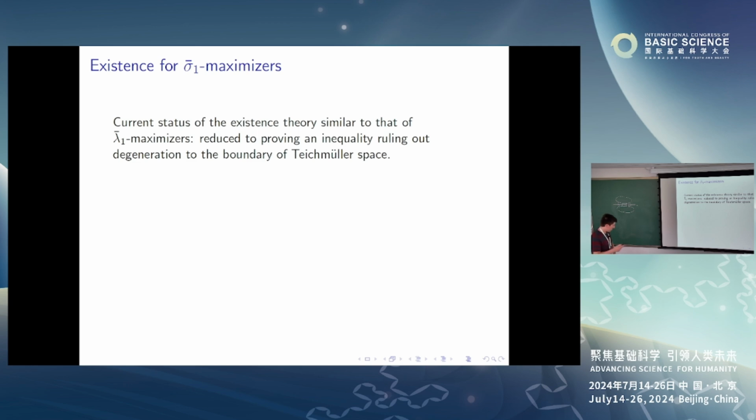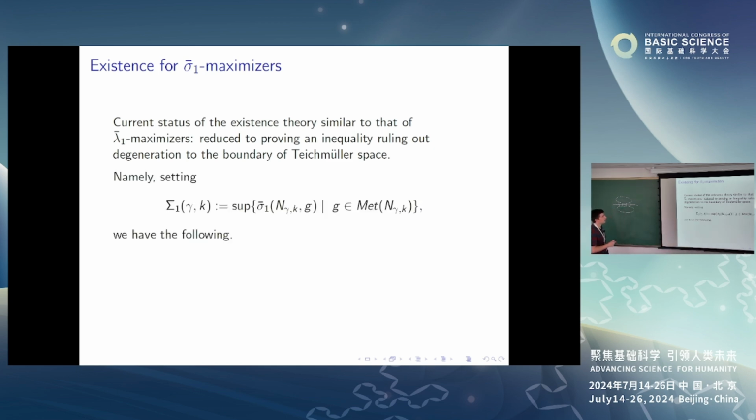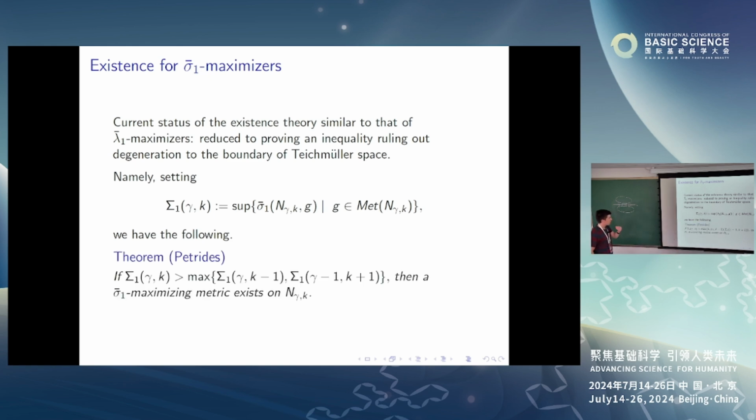So the current status, the existence theory is very much analogous to where things are in the Laplacian case. The conformal maximization is known by Fraser and Schoen, and the problem is proving the strict inequality, ruling out degeneration to the boundary of this moduli space. In particular, if we let sigma 1 of gamma k be the sup for genus gamma and k boundary components, we have the following result of the authors, which says that as long as we can rule out two degenerations, we get strict inequality: when we lose a boundary component, or when we lose genus and gain a boundary component. You can imagine we have a thin strip connecting two boundary components that pinches off. Then, in fact, we do have a maximizing metric.